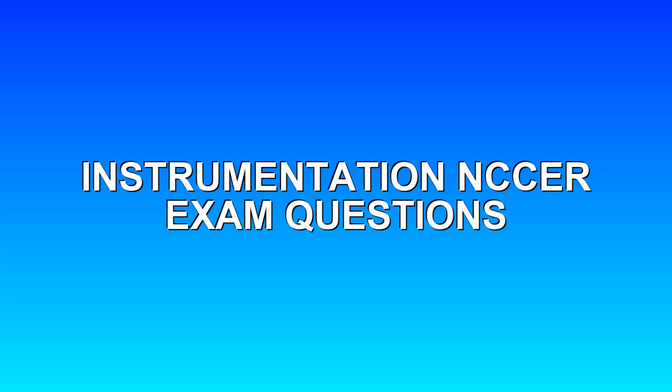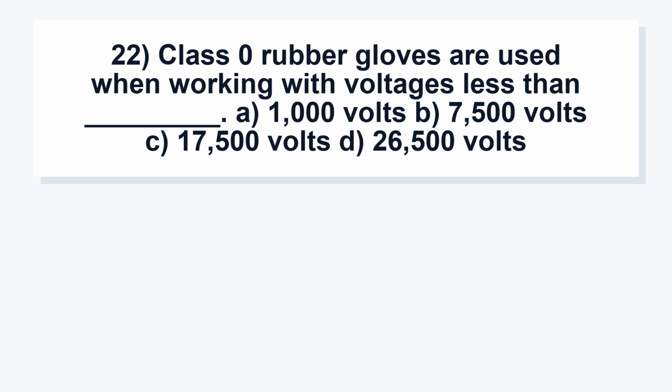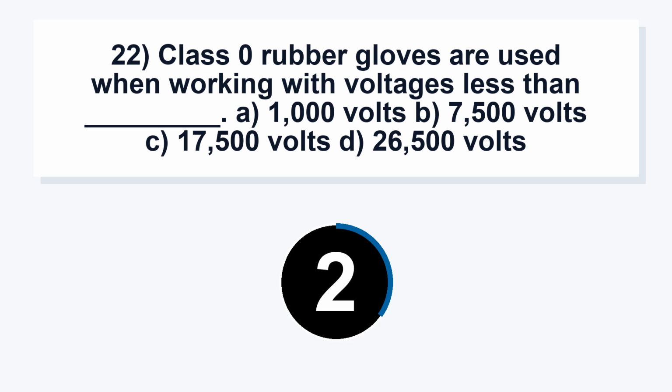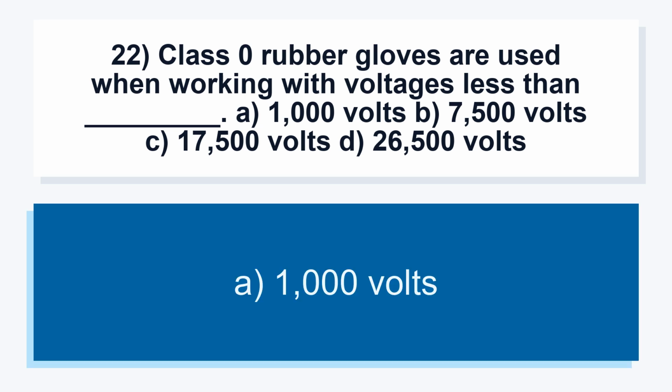Instrumentation NCCER exam questions. 22. Class 0 rubber gloves are used when working with voltages less than: A. 1000 volts, B. 7500 volts, C. 17500 volts, D. 26500 volts. A. 1000 volts.